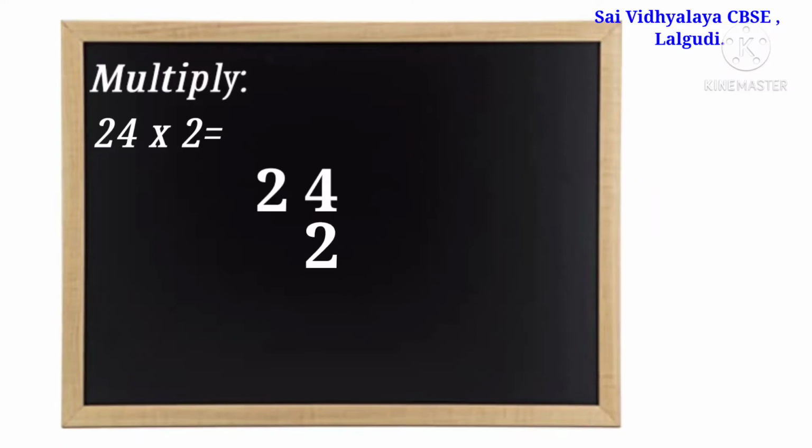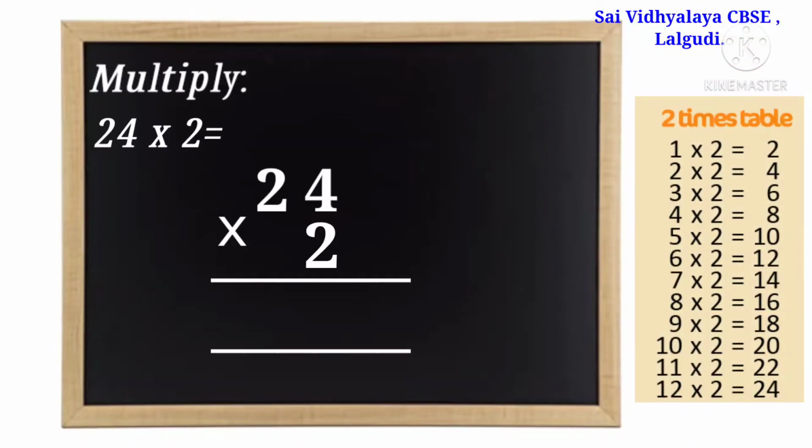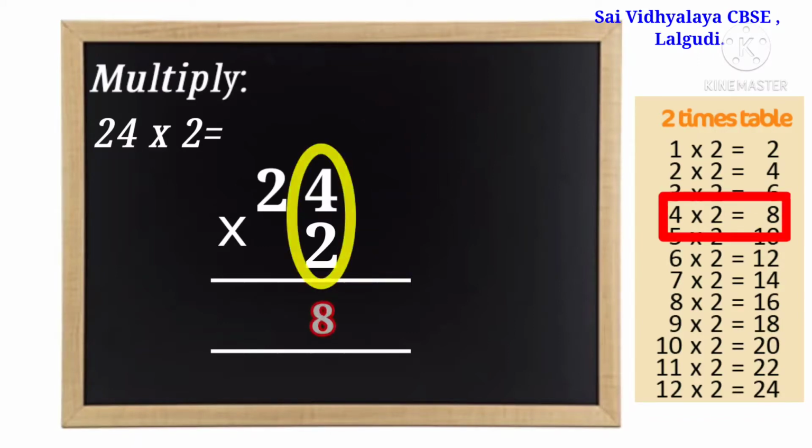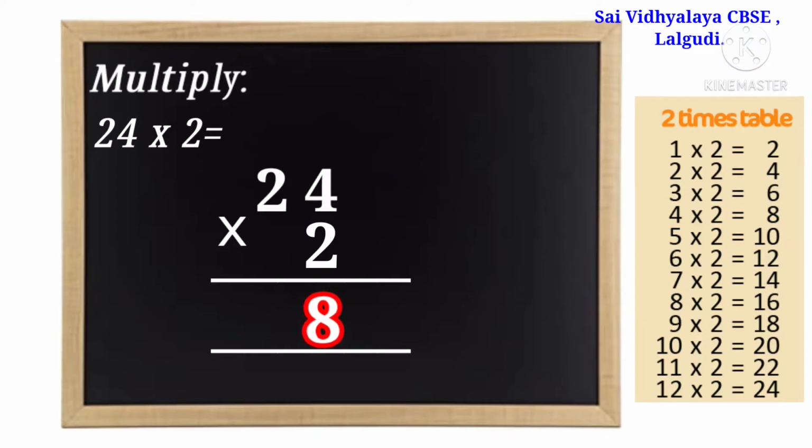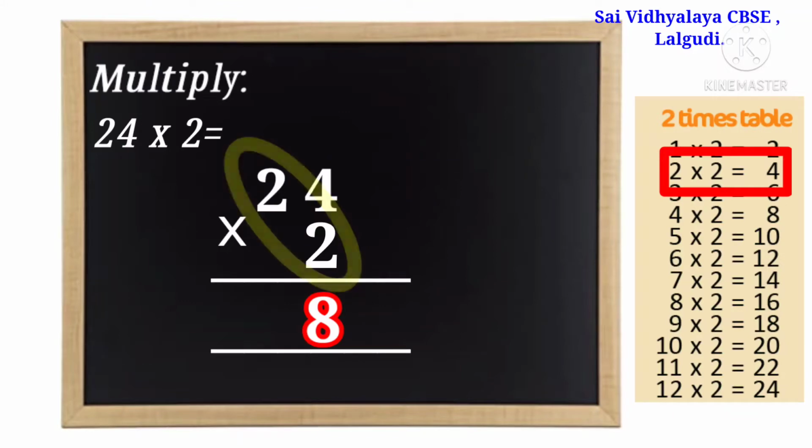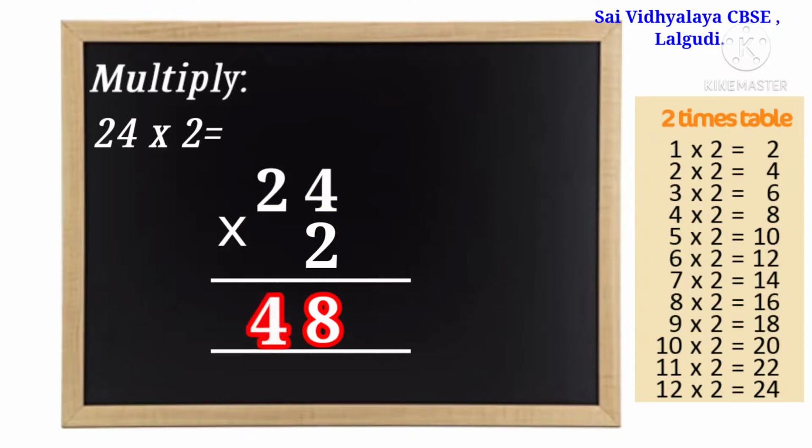Now, write the multiplication symbol on the left side. To find the answer for this question, we have to use the 2 times table. First, start with the ones place. 4 into 2. In the 2 times table, 4 2s are 8. Write 8 in the ones place. 2 into 2. In the 2 times table, 2 2s are 4. Write 4 in the tens place. Now, 24 into 2 is equal to 48.